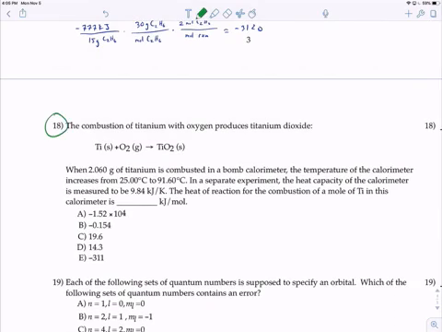Okay, combustion of titanium produces titanium dioxide. 2.06 grams of titanium is burned in a bomb calorimeter. The temperature increases from 25 to 91.6 degrees. The heat capacity is measured to be 9.84. What is the combustion energy per mole of titanium in this reaction?